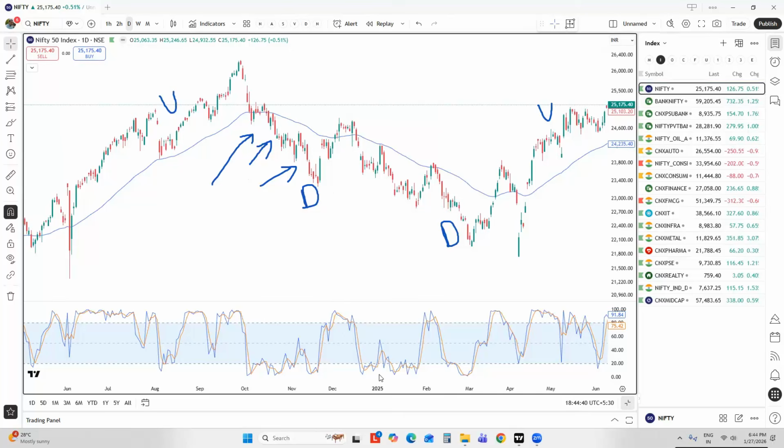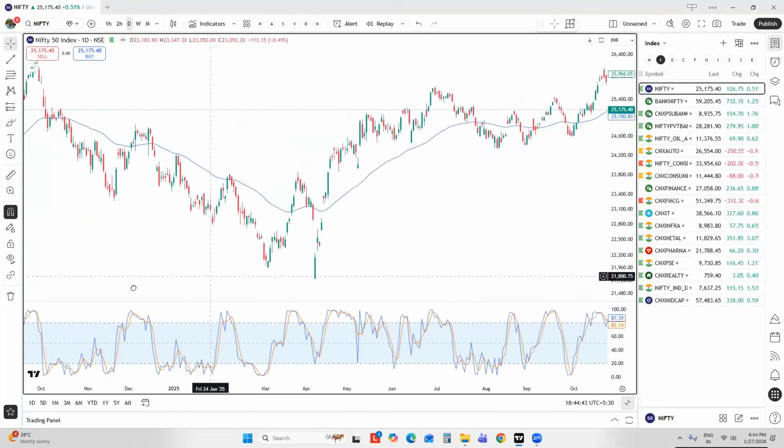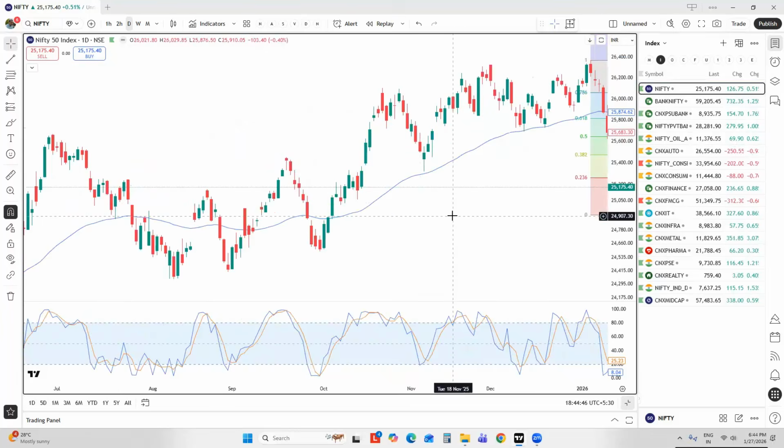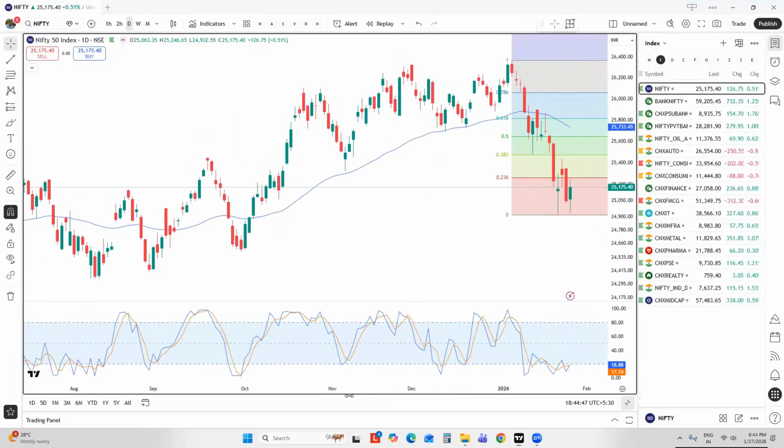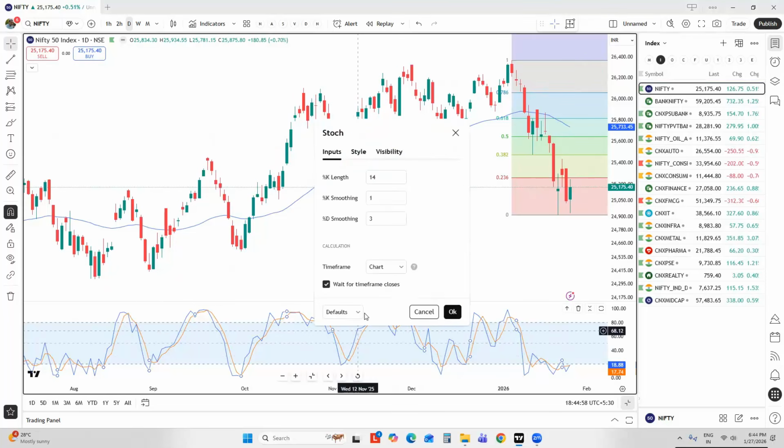Now, the question is, we want to find pullback zones. A pullback zone means the market is already in an uptrend, it comes down and then it shoots up. So we want to find these zones. Very simple. You just use the stochastic oscillator. Right now the parameter which I am using is 14, 1, 3. Now can you use 14, 1, 3? The answer is yes, you can.